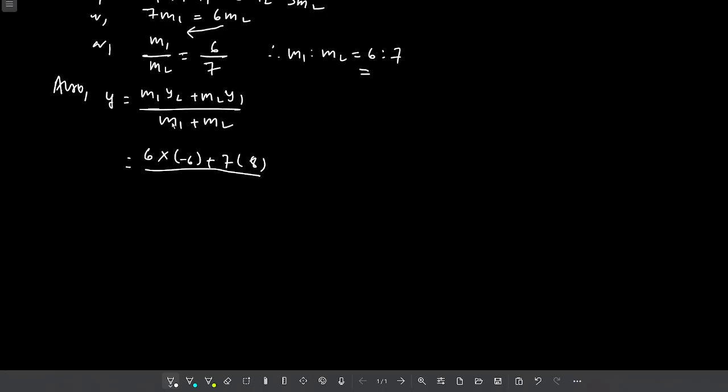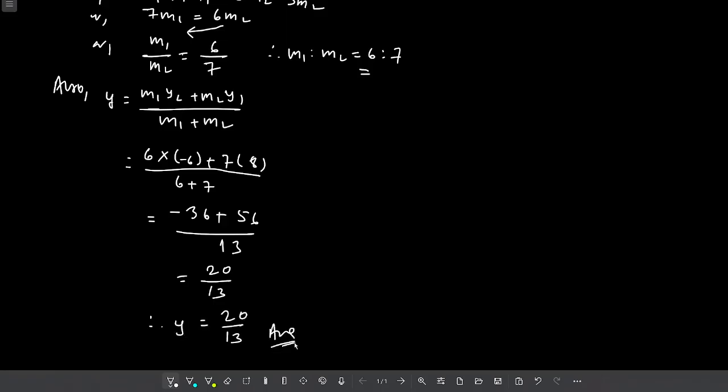8 divided by m1 plus m2 is 6 plus 7. 6 sixes are 36, negative 36, 7 eights are 56, over 6 plus 7 is 13. Now it becomes 20 over 13. Now we got the value of y also. Therefore, y equals 20 over 13, and this is our answer.